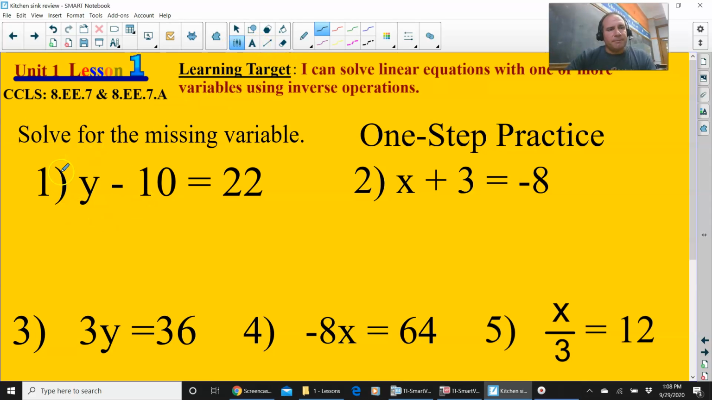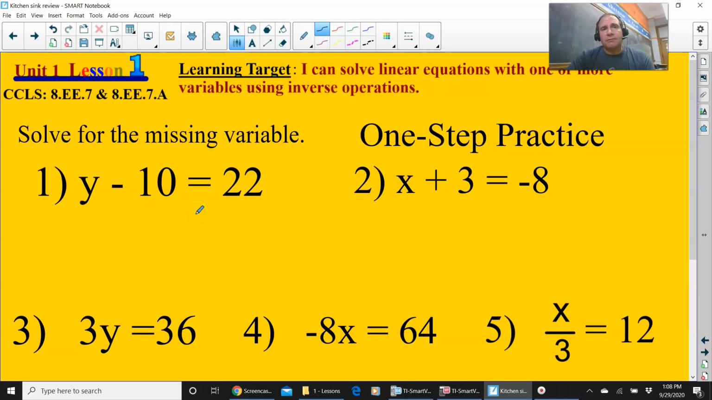So for number one, we're looking at y minus 10 equals 22. And why this is easy and why they call it one-step equation is because it takes one step and you're finished with solving. So you see this variable right here? At the end, you're going to have that variable alone, y equals. So this minus 10, you're going to use the inverse operation to bring this 10 over to the 22, passing an equal sign.